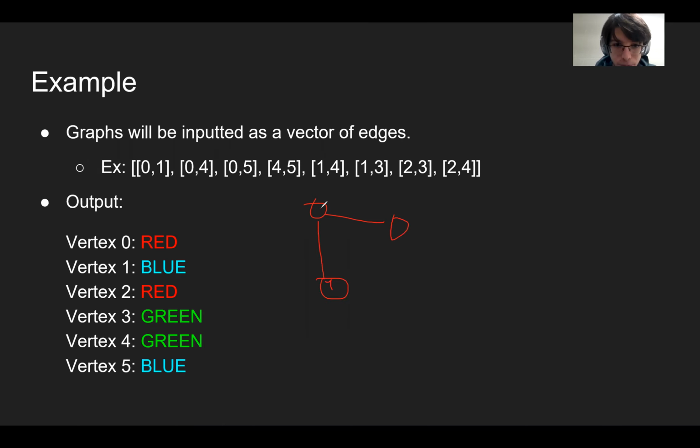We'll label them 0 to 1, 0 to 4, 0 to 5, 4 to 5, 1 to 4, 1 to 3, 2 to 3, and 2 to 4. Okay.